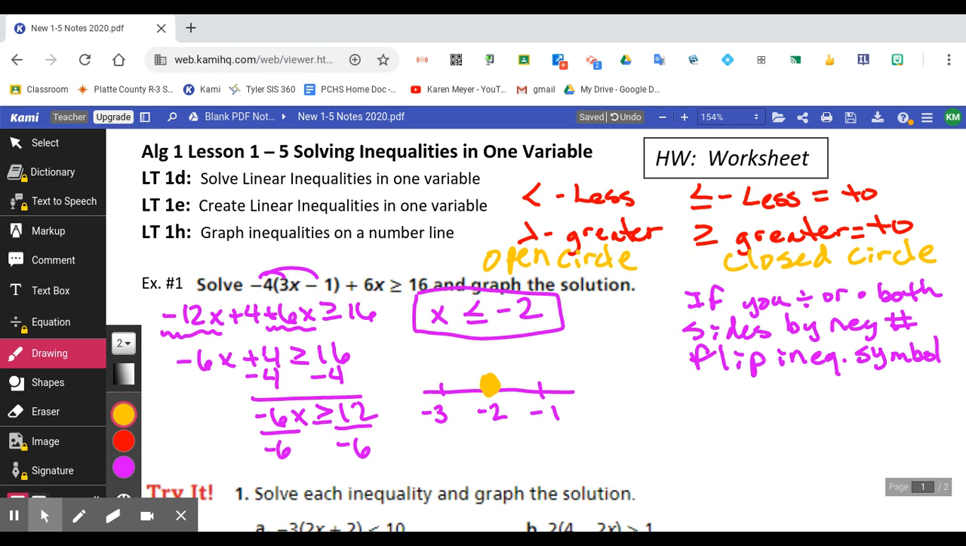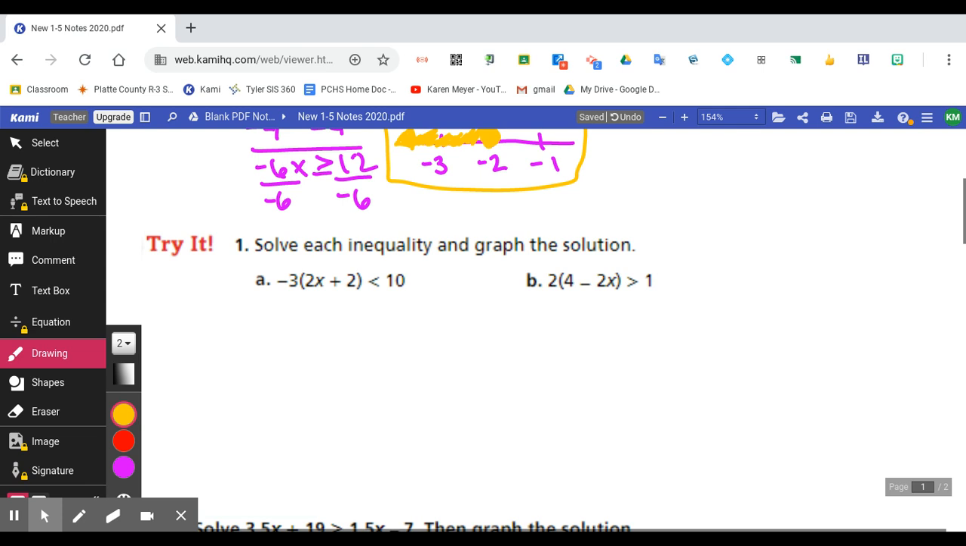Now you have to decide, are we talking about all the numbers to the right of that circle or to the left of that circle? And if we're saying less than is to the left. So you should be shading in the left part of the number line. And there is my solution for the graph. So now pause the video and take a minute and try it on your own.